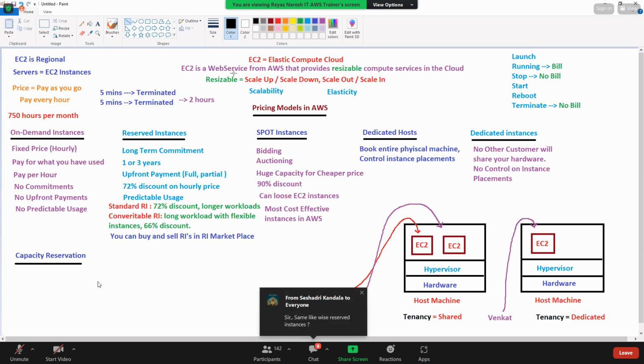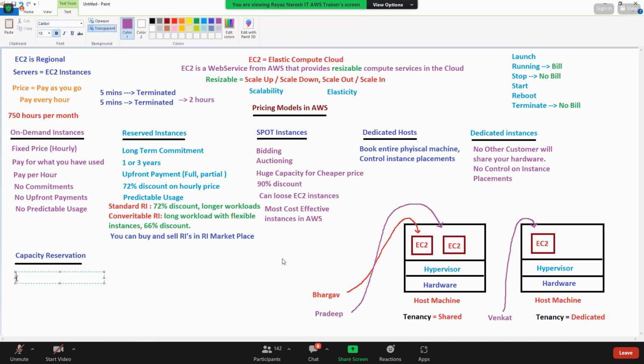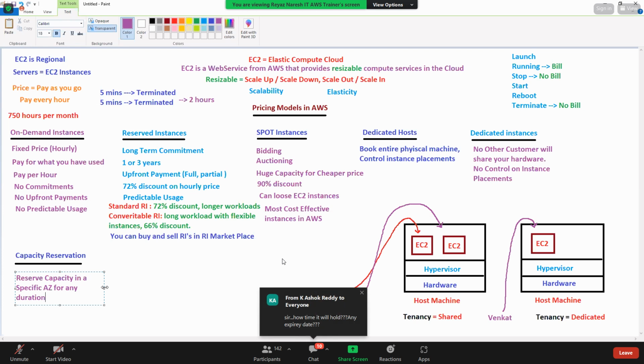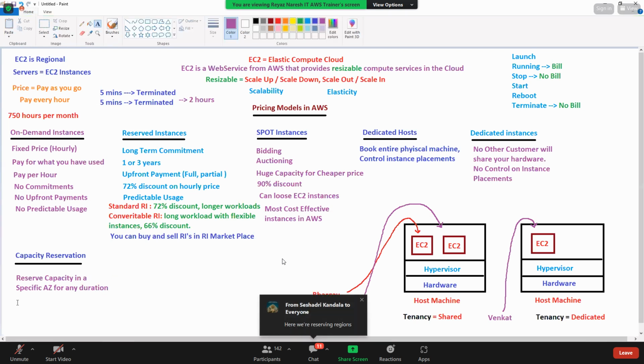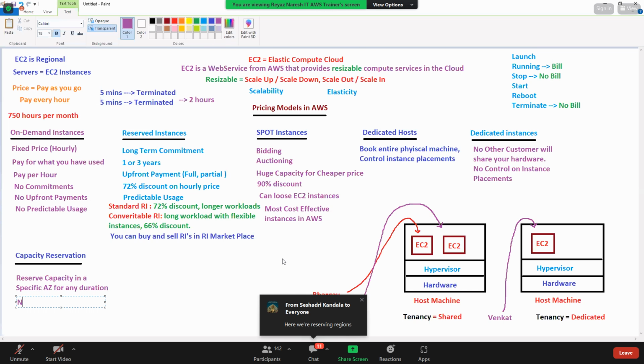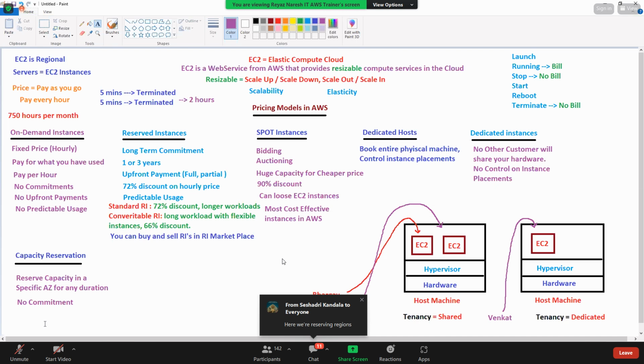So that is called capacity reservation. It is the same as reserved capacity, but this one is a little different. You reserve capacity in a specific availability zone for any duration. How much time? No commitment. There is no time limit, no expiry date. No time commitment required.